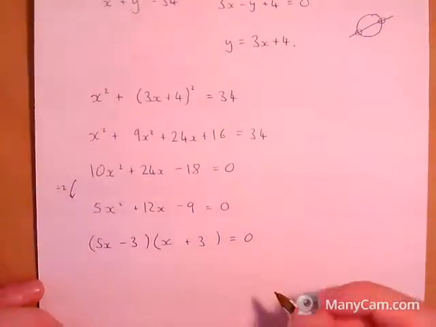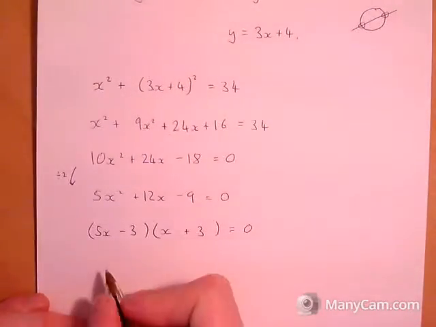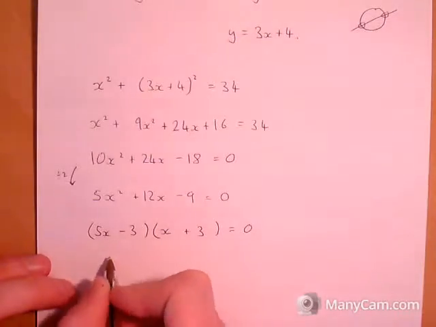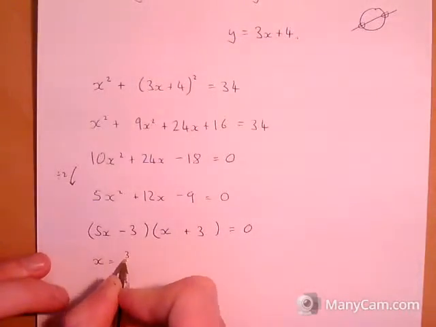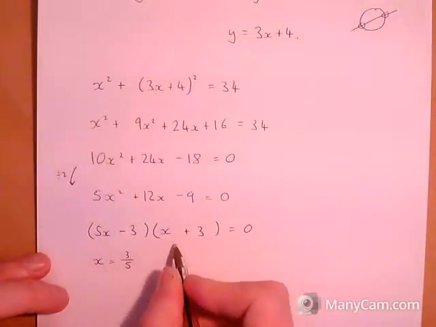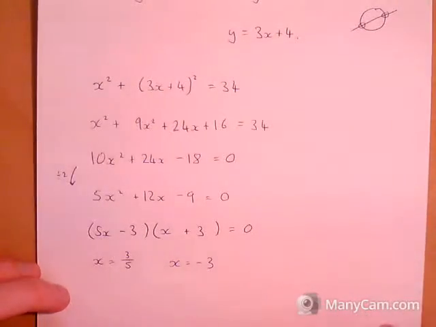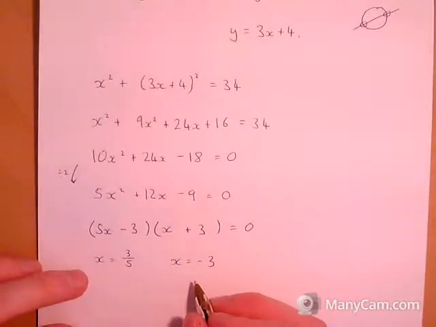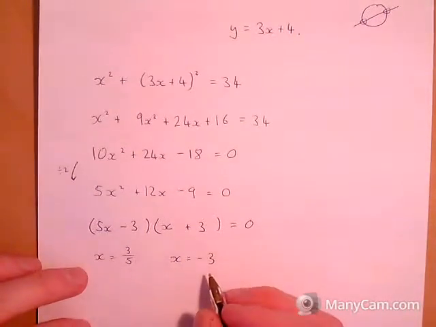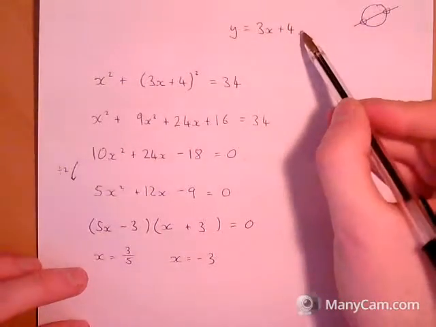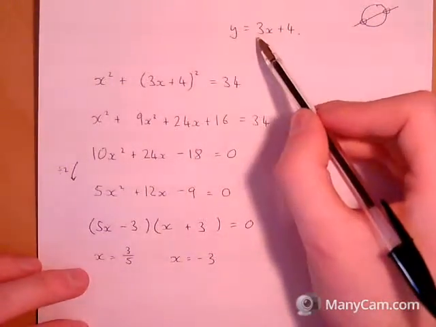So now I can find out what my two x values are. I would end up with 5x minus 3, if that part was equal to 0, then x would be 3 over 5. And then if x plus 3 was equal to 0, x would have to be minus 3. There's still one mark available because I need to work out what my y values are. So the best way to work out your y values is to substitute them into your original equation that you made y the subject.